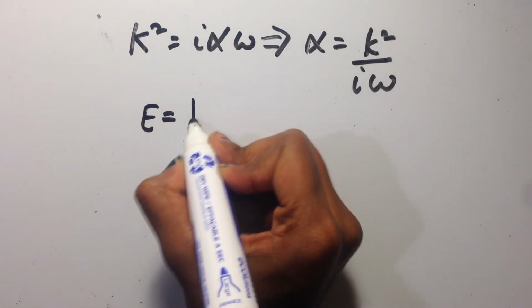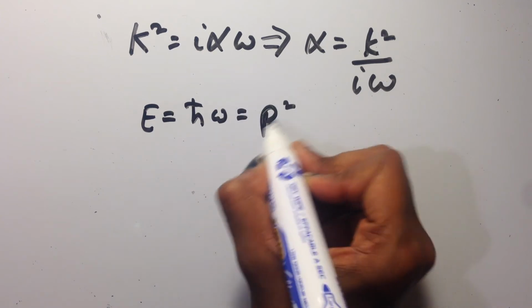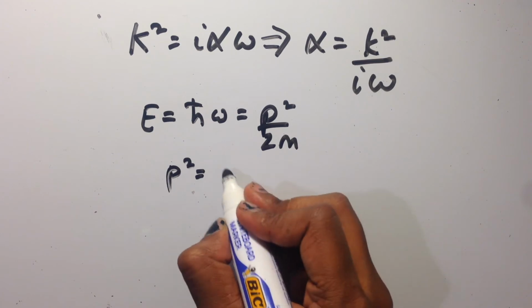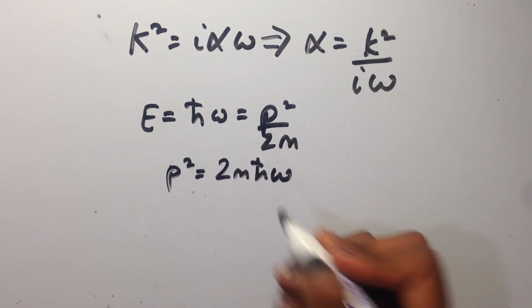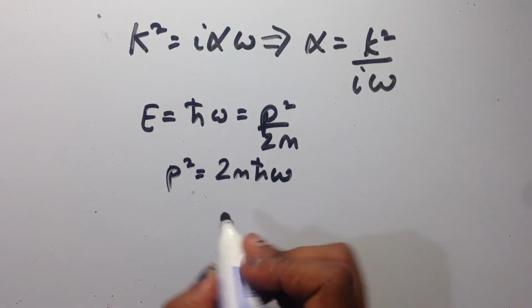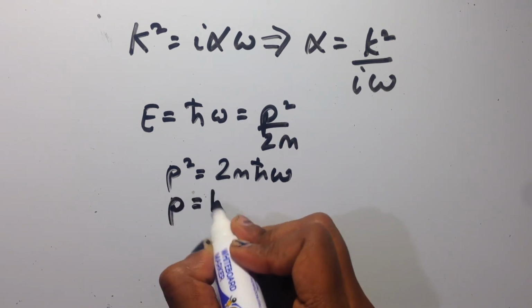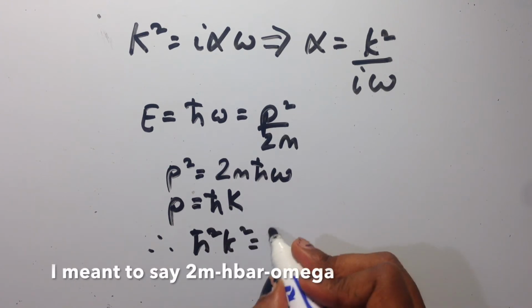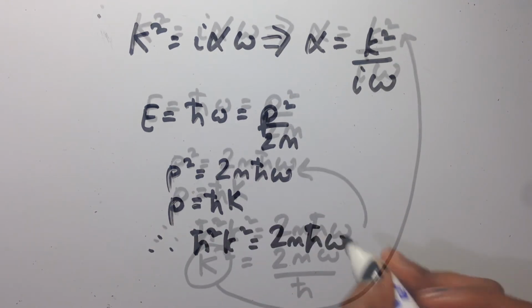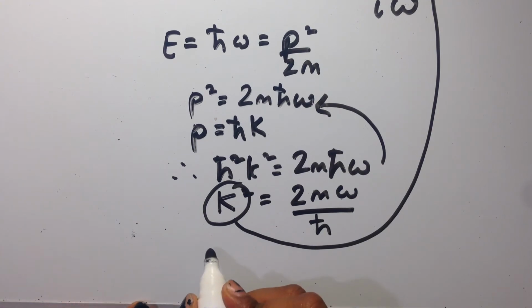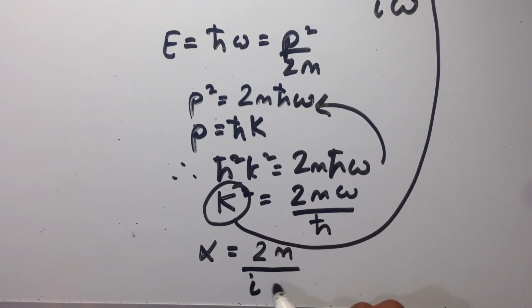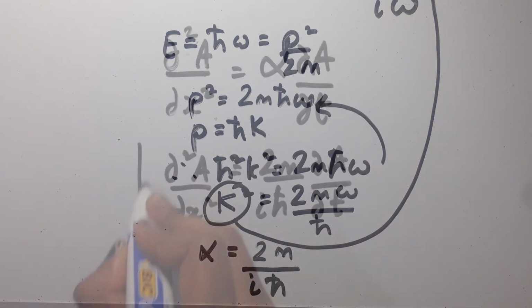Since E equals h bar omega, which is equal to p squared over 2m, rearranging for p squared gives us 2m h bar omega. And since p equals h bar k, we then obtain h bar squared k squared equals 2m h bar omega. Rearranging for k squared gives us this equation. And subbing this into our alpha equation gives us alpha equals 2m over i h bar.